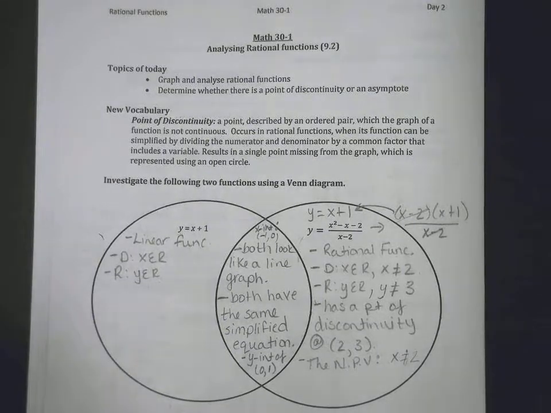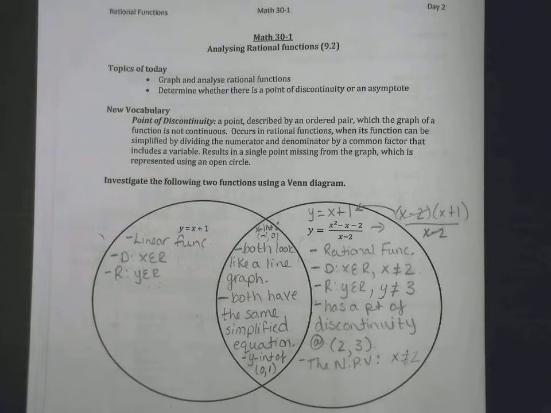Section 9.2, Analyzing Rational Functions. So today, we'll analyze rational functions a little bit further than transformations. We're going to determine whether there are points of discontinuity or vertical asymptotes occurring.